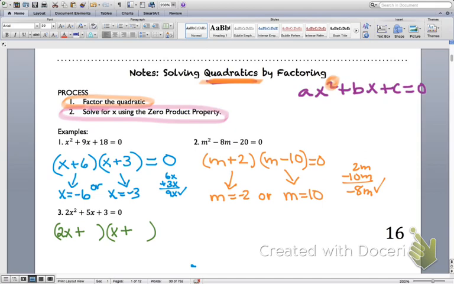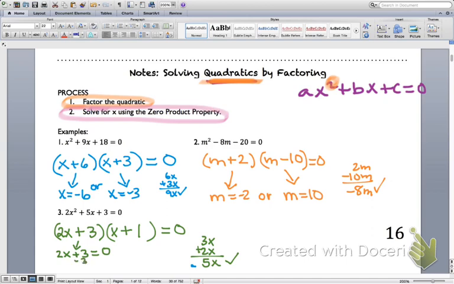I know if I put it in this order, 3 first and 1 second, if I check my inners, 3x, outers, 2x, that gives me 5x, and it checks off. So I'm going to go ahead now and solve this. Again, these might be a little bit tougher to figure out in your head. So when you can't do it off the top of your head, it helps if you just recopy it, 2x plus 3, and set it equal to 0.